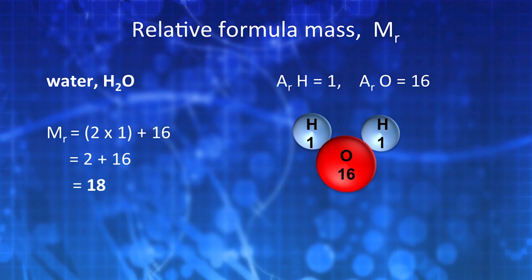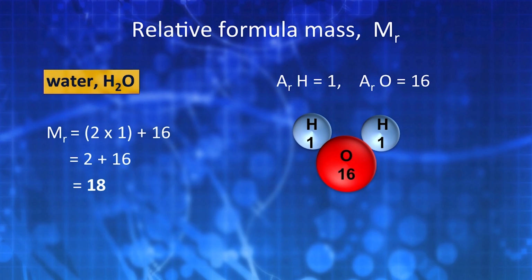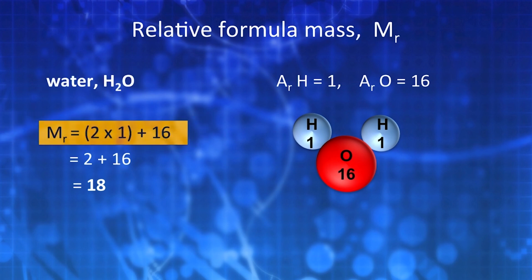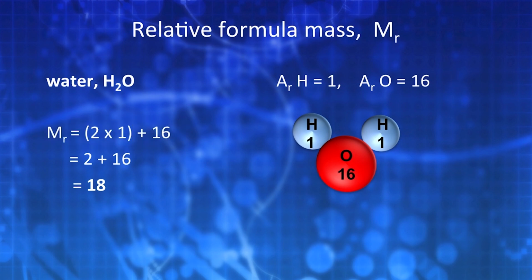Let's start off with an easy one. The formula for a molecule of water is H2O, so the relative formula mass of water is... Here we have 2 hydrogen atoms and 1 oxygen atom. So in this case, we're going to multiply the mass of hydrogen by 2, which is 2, plus the mass of oxygen, and by referring to the periodic table, we can tell it's 16. So 2 plus 16 is 18, and this is the formula mass of water.